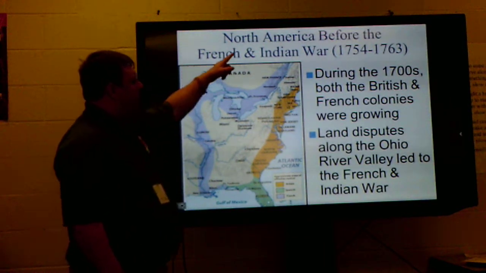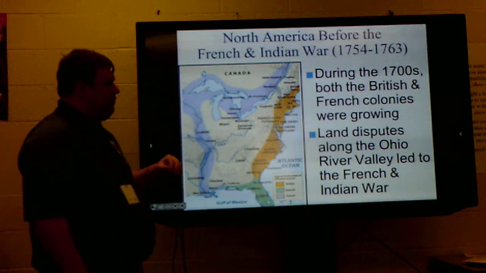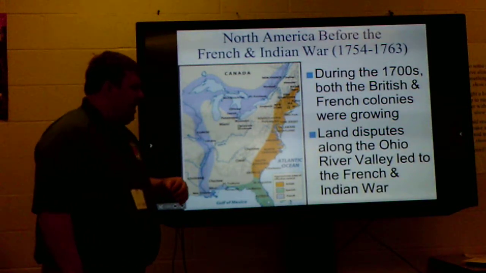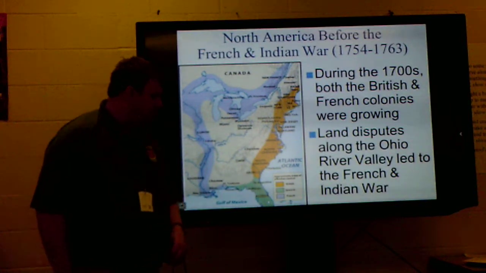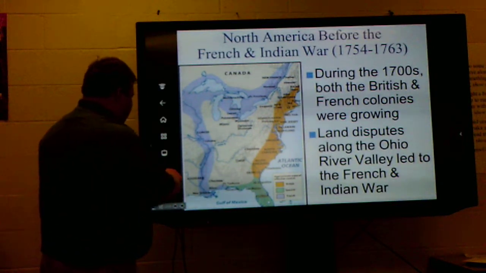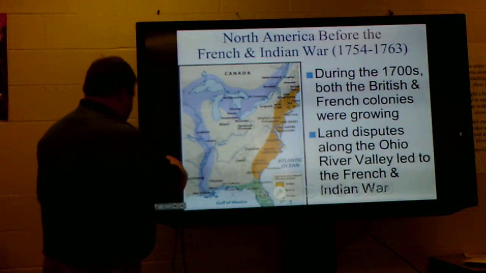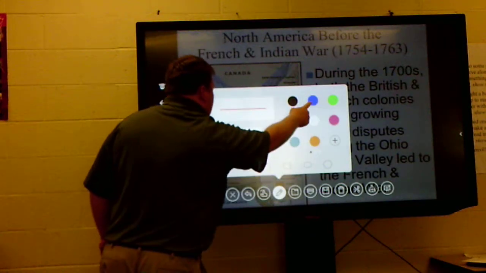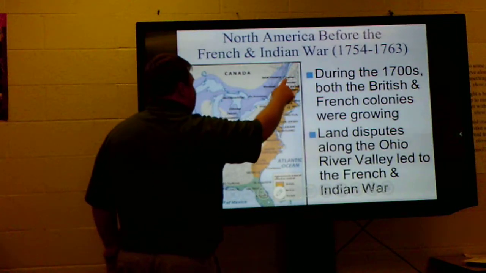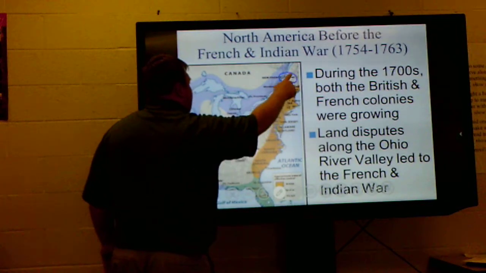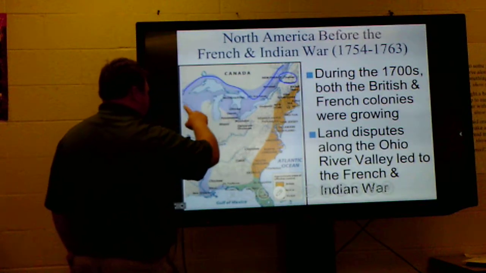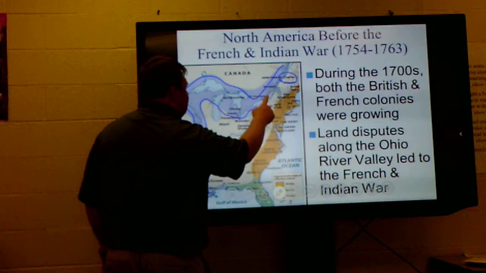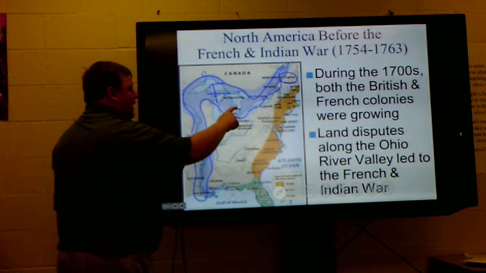So North America before the war, during the 1700s, both the British and French colonies were growing. Land disputes in the Ohio River Valley led to the French and Indian War. So looking at this particular map here, I don't know how well you can see it on the recording, but in blue here, you can see this is Quebec, and all of this land among the rivers and the Great Lakes belonged to France.